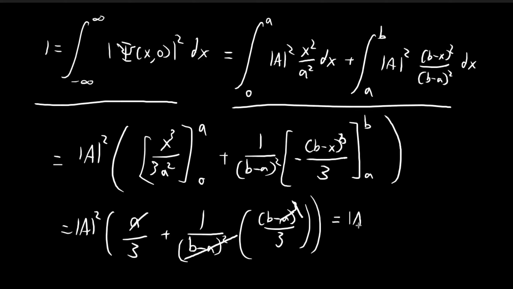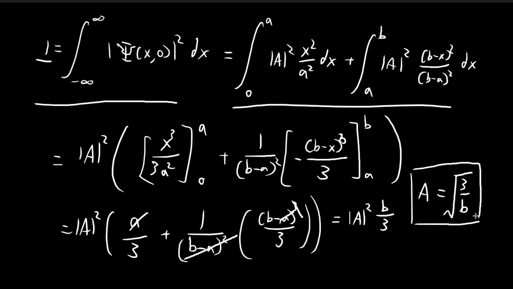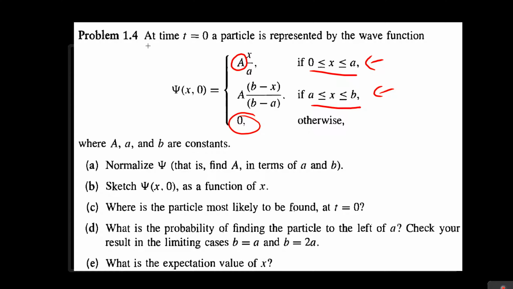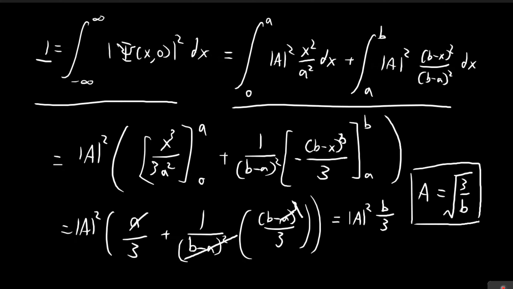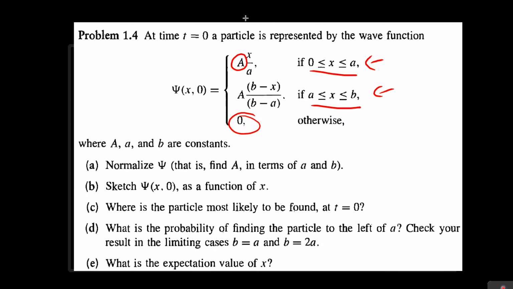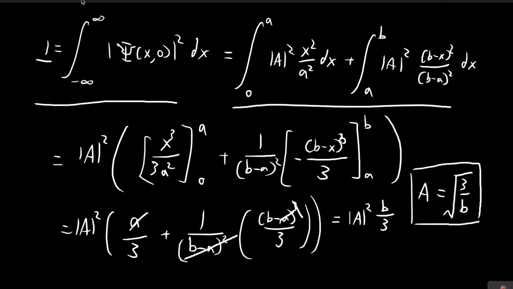So in the end, you get the absolute value square of the constant A times b over 3 is equal to 1. So this is the condition that we're setting. And so this implies that A is going to be equal to the square root of 3 over b. So this is how you do part A. This is how you normalize your wave function. You set the capital A to be equal to the square root of 3 over b, and then your wave function will be normalized. So in part B, we need to sketch the wave function.